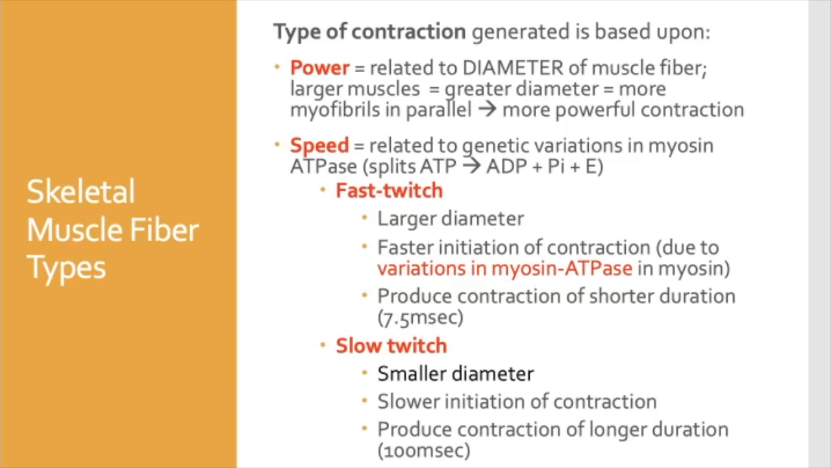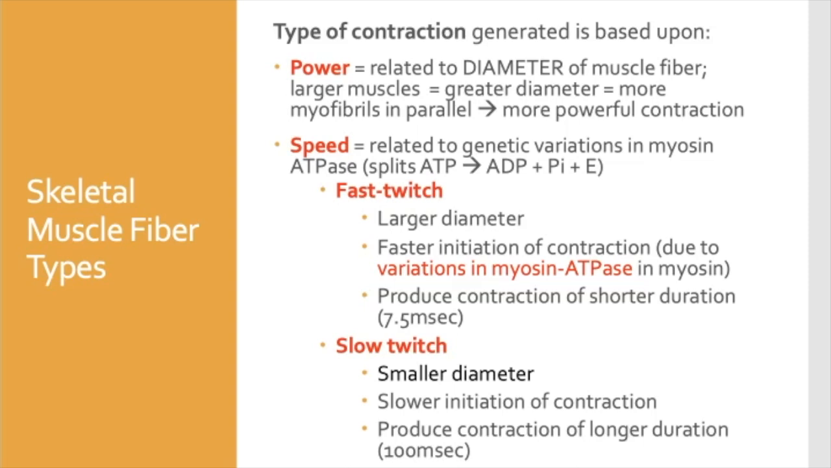The power of a contraction within a muscle fiber is related to the diameter of that fiber. Some muscle fibers have a smaller diameter and some have a larger diameter. The larger the diameter of a muscle fiber, the more myofibrils it has within it. And the more myofibrils it has, the more sarcomeres it has. The more sarcomeres that are in there, the more powerful the contraction will be. The other component of type of contraction is speed of contraction.